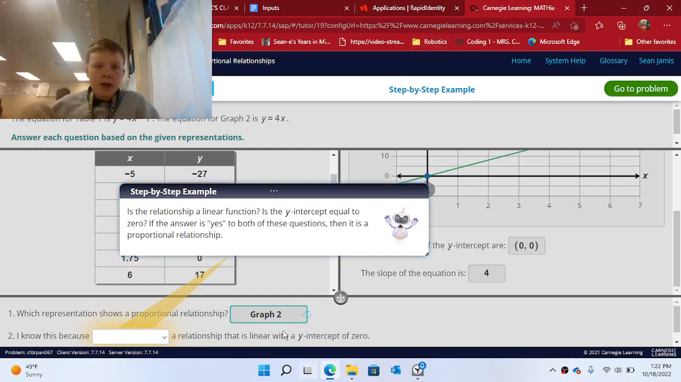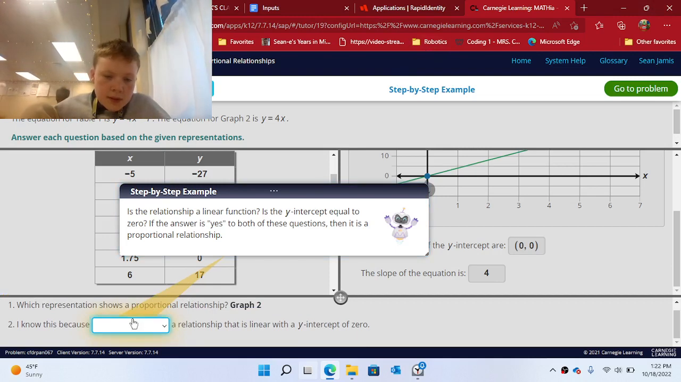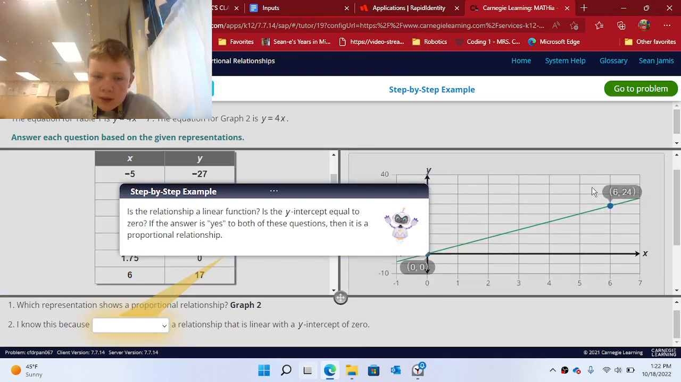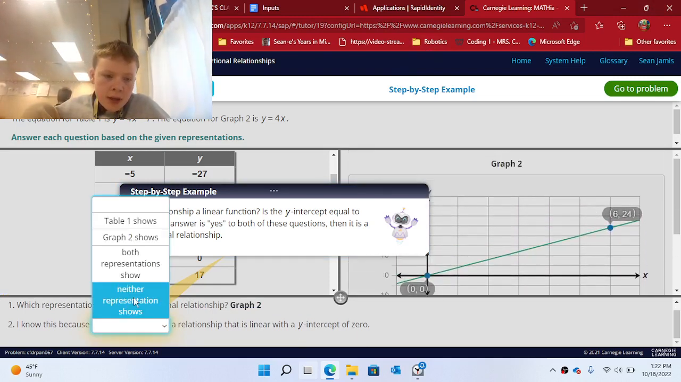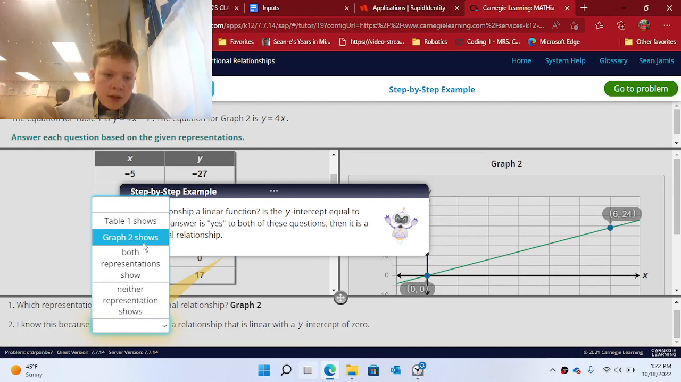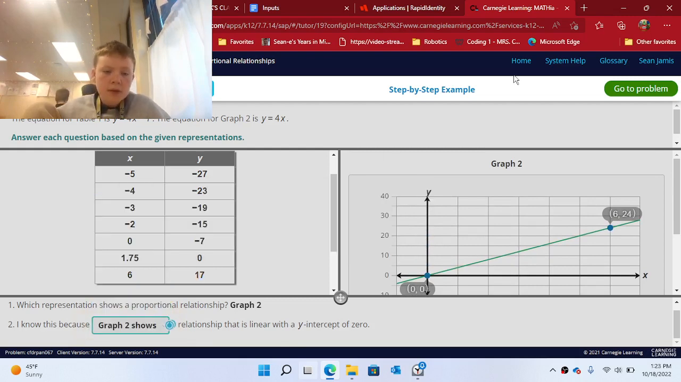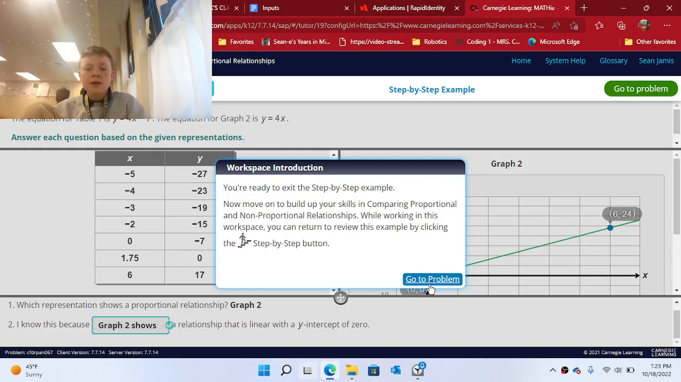Yeah, I got the next one back. No, it's because... Okay, let's see what graph 2 has. Let's go to graph 2. Okay, there we go. And let's finish at the end.